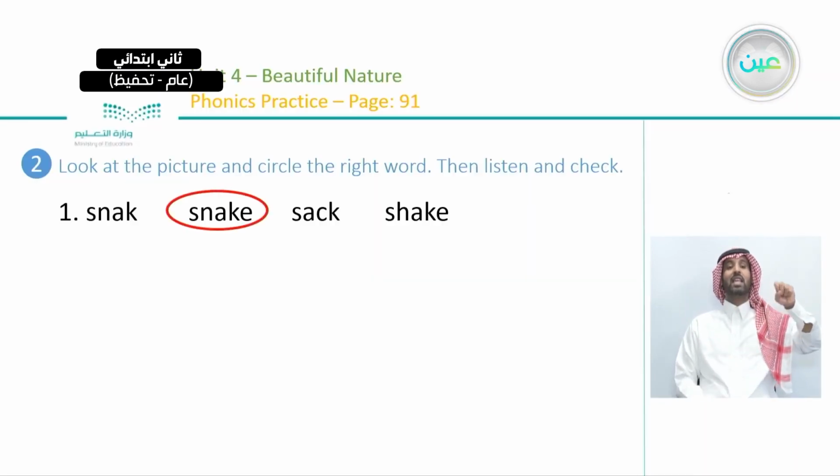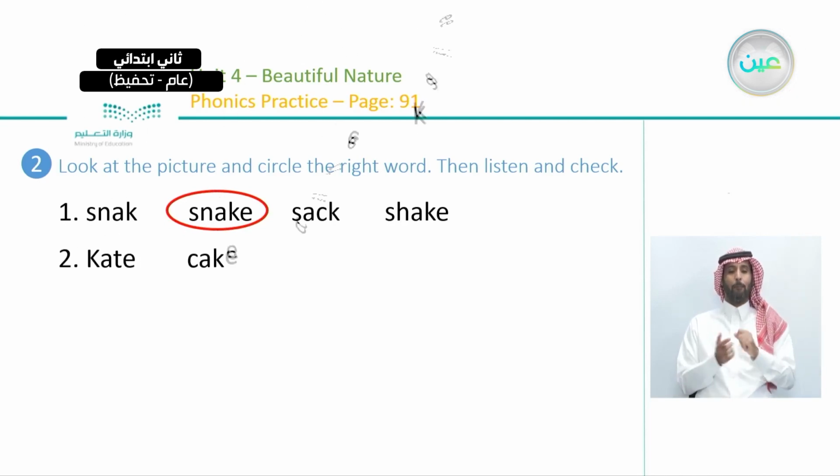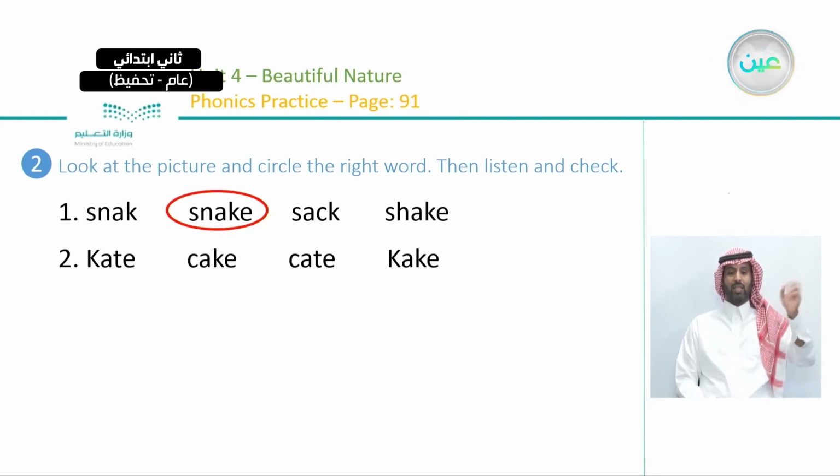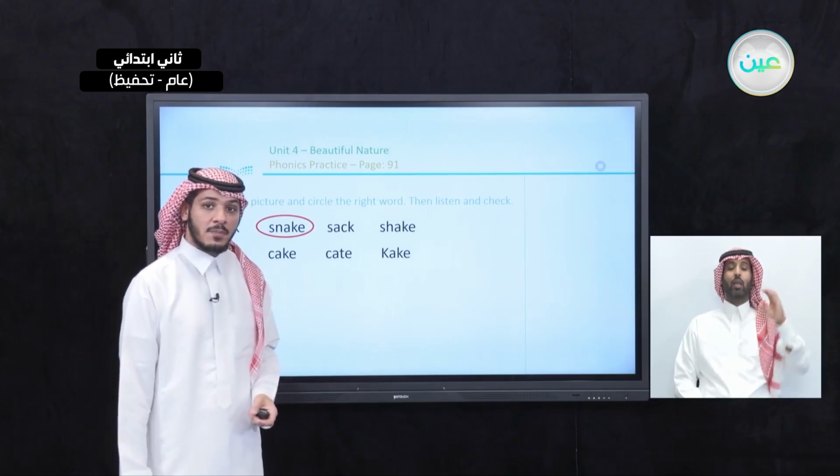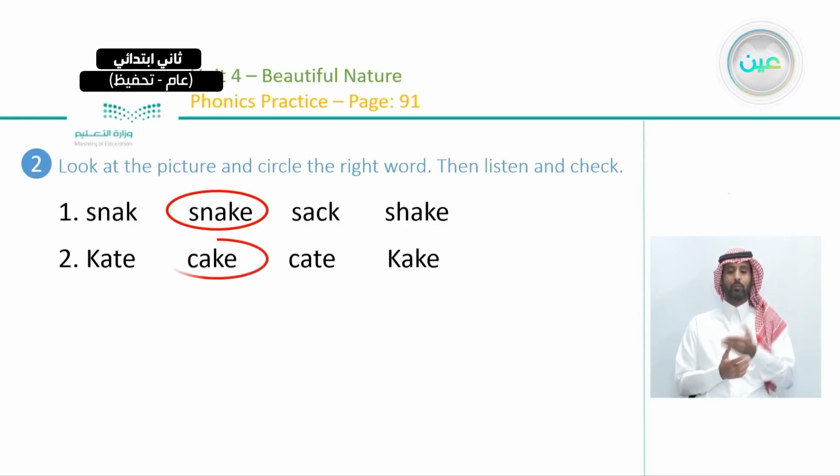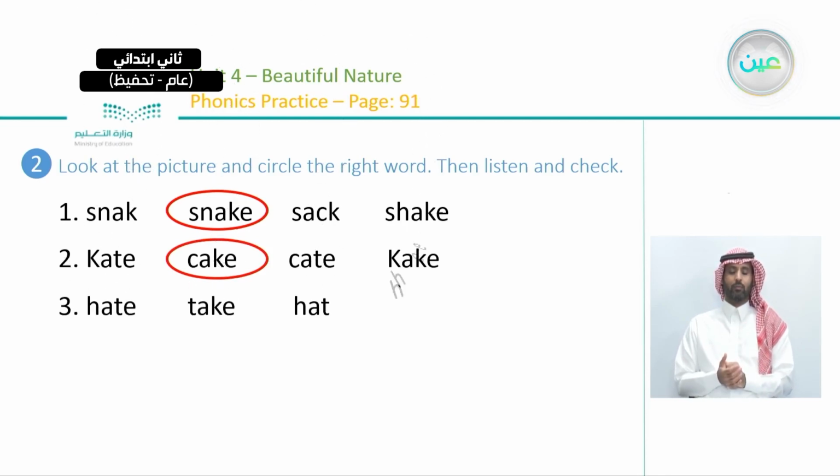That's right. Number 2, we have Kate, cake. Now, let's listen. Cake. Where is cake here? Yes, excellent. So this is the cake. That's right. 3, we have hate, take, hat, hit. Let's listen. Hat. So what is hat? Yes, excellent. So this is a hat.